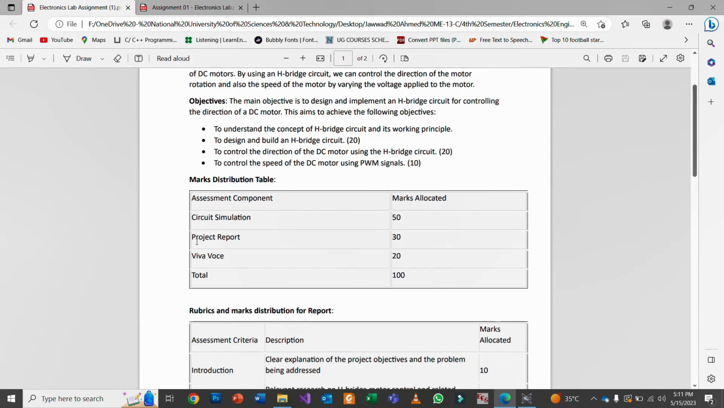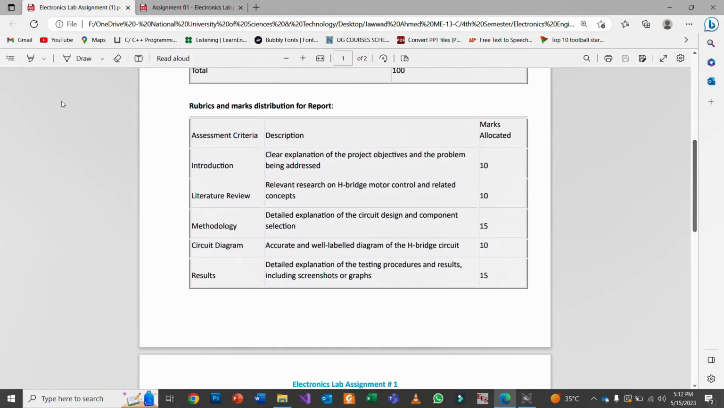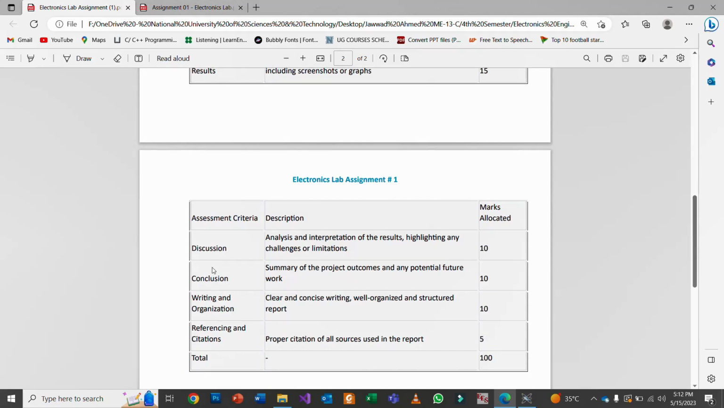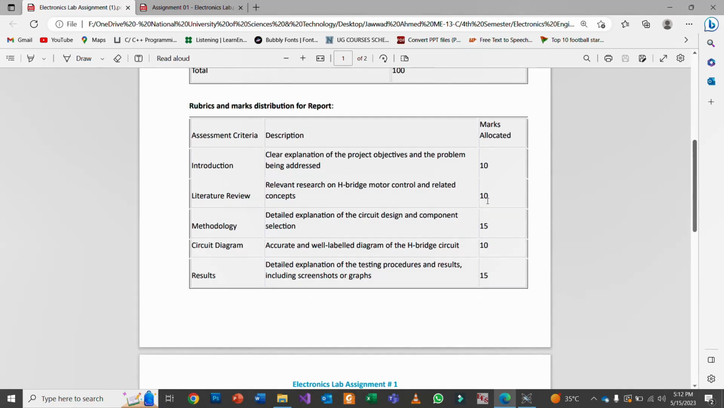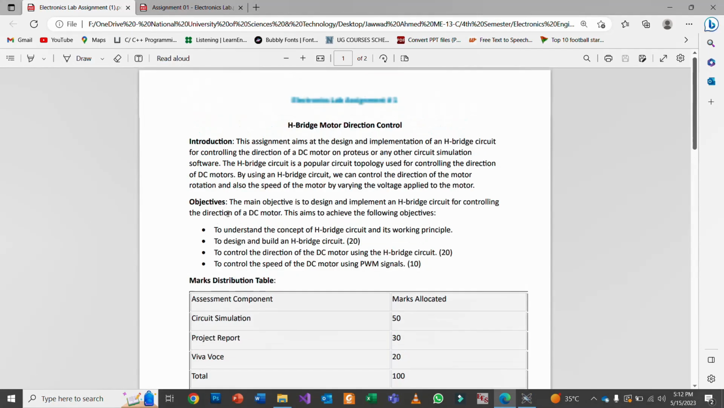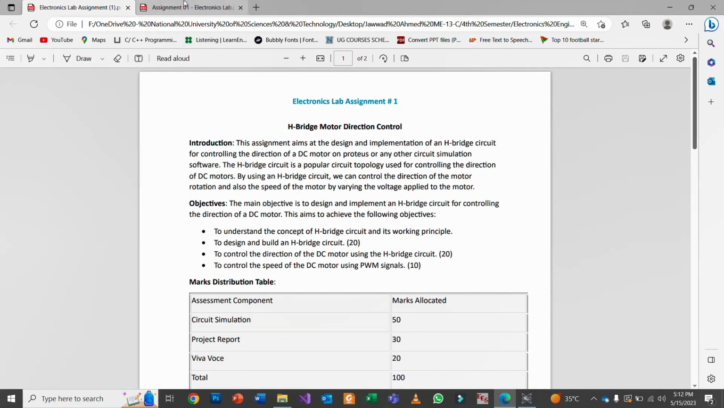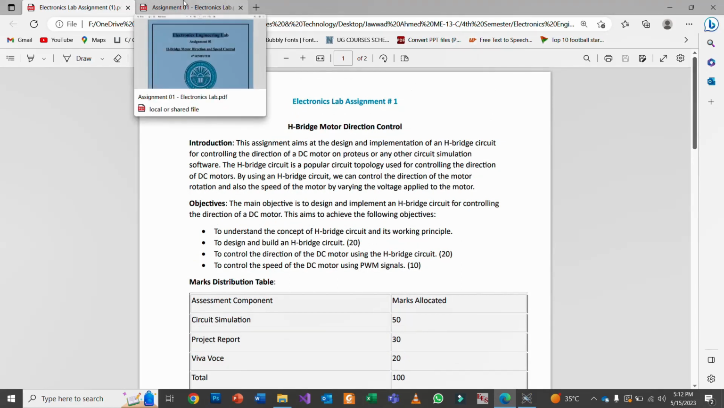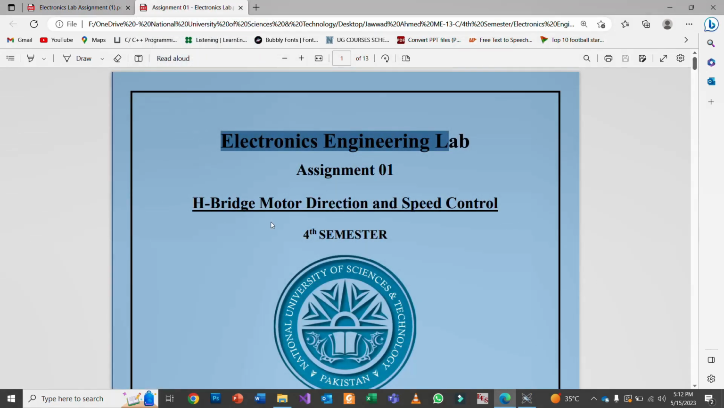These were the marks distribution, and there were rubrics which included introduction, literature review, methodology, circuit diagram, results, discussion, conclusion, writing and organization, referencing and citations. All these have a collective 100 marks. It was a group task, so I will explain the report and my other group members will explain the circuit simulations.